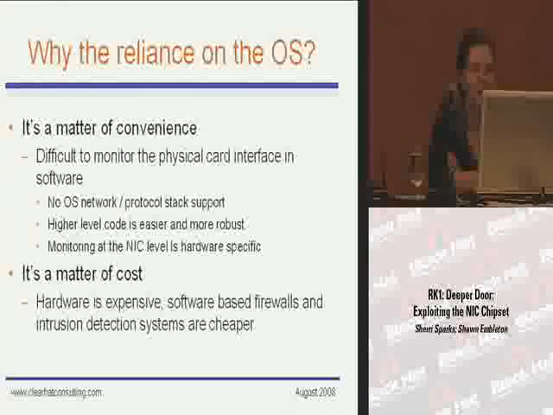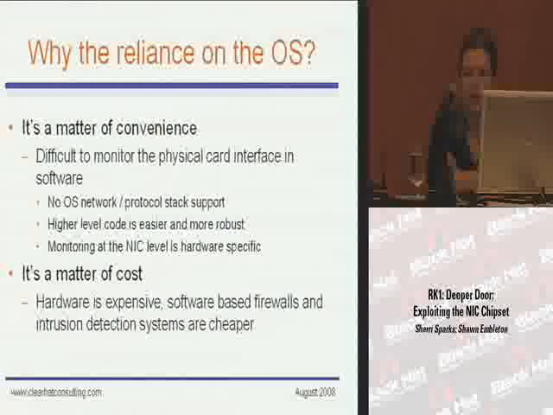So if this is a weakness that is constantly exploited by rootkits, why does security software continue to rely upon the OS? Well, there's some very good reasons for that. The first one is it's a matter of convenience. It's very difficult to monitor the physical card interface in software and to do it in a reliable manner, in a stable manner that's compatible with a wide range of hardware. This is because there's no OS protocol or stack support at that level. Also, it's generally accepted that higher-level code is easier to write, more robust, more extensible. And then, of course, when you get down below the OS, your code very quickly becomes very hardware-specific. So ensuring compatibility, which is an important thing for security software, across different hardware configurations becomes extremely difficult.